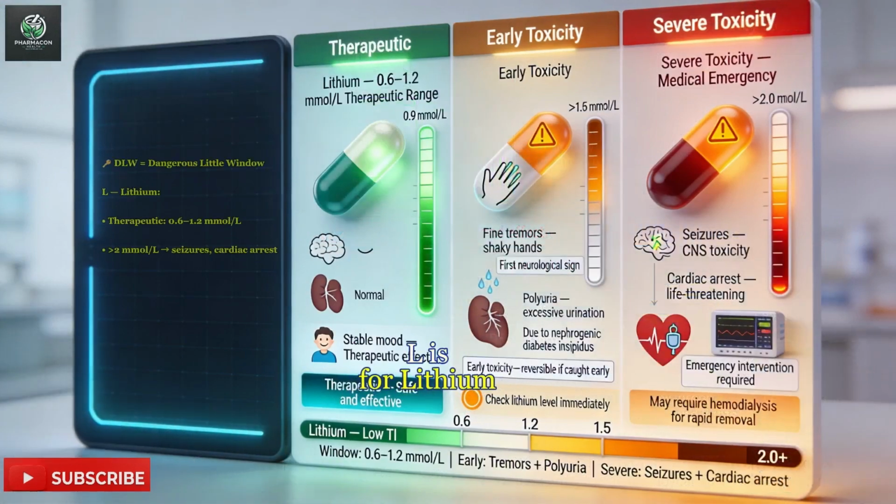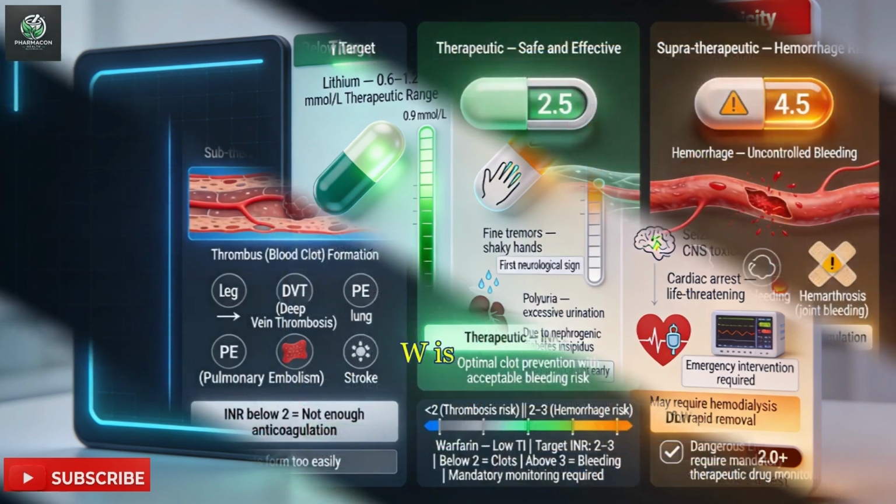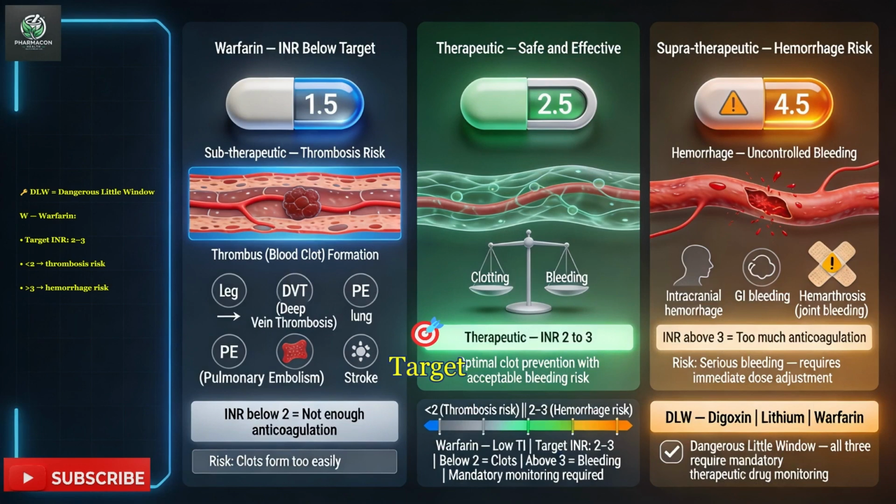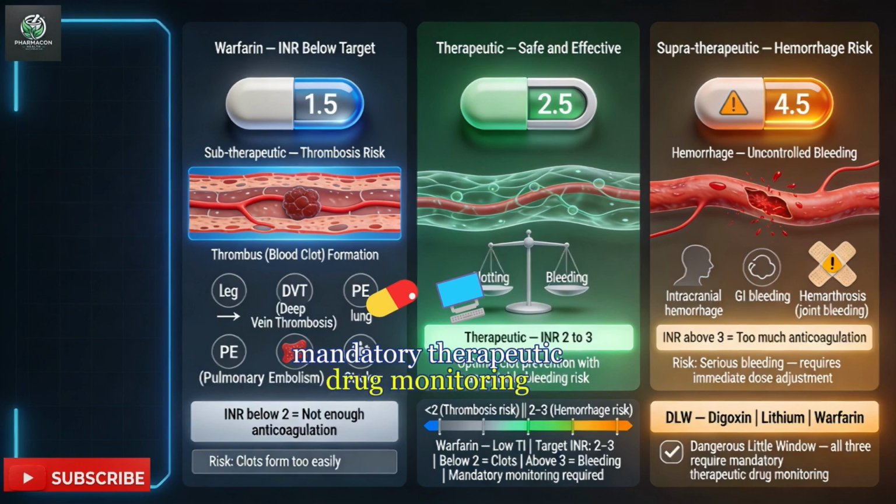L is for lithium. Therapeutic serum level, 0.6 to 1.2 millimoles per liter. Early toxicity, fine tremors and polyuria. Severe toxicity, above 2 millimoles per liter, can cause seizures and cardiac arrest. W is for warfarin, target INR, 2 to 3. Below 2, thrombosis risk. Above 3, serious hemorrhage risk. All three require mandatory therapeutic drug monitoring.